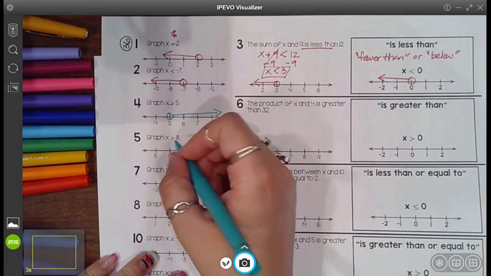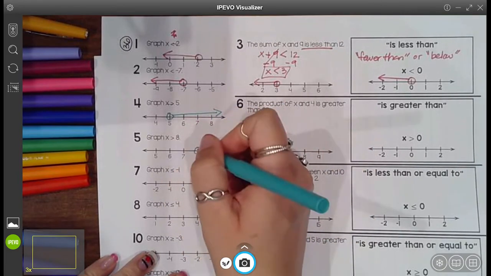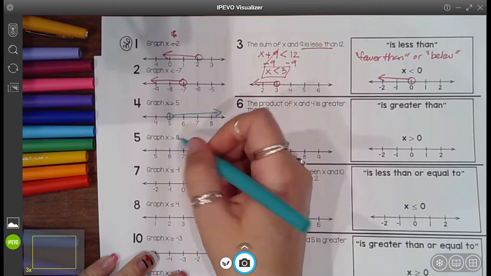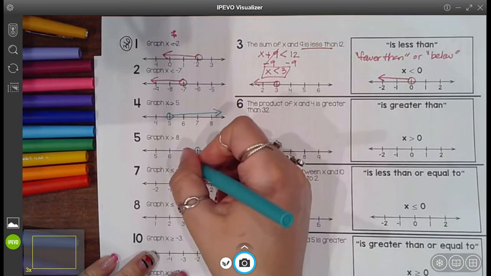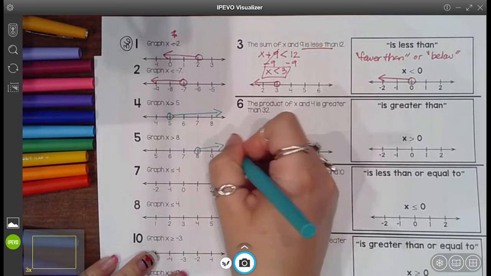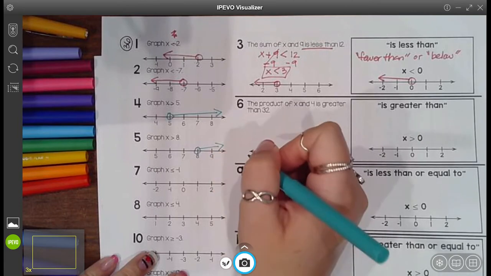Okay, number 5. At 8, draw an open circle because it's not including that point, and it's the values greater than 8. So is 7 greater than 8? No. Is 9 greater than 8? Yes. So in that direction, these are all the values greater than 8.